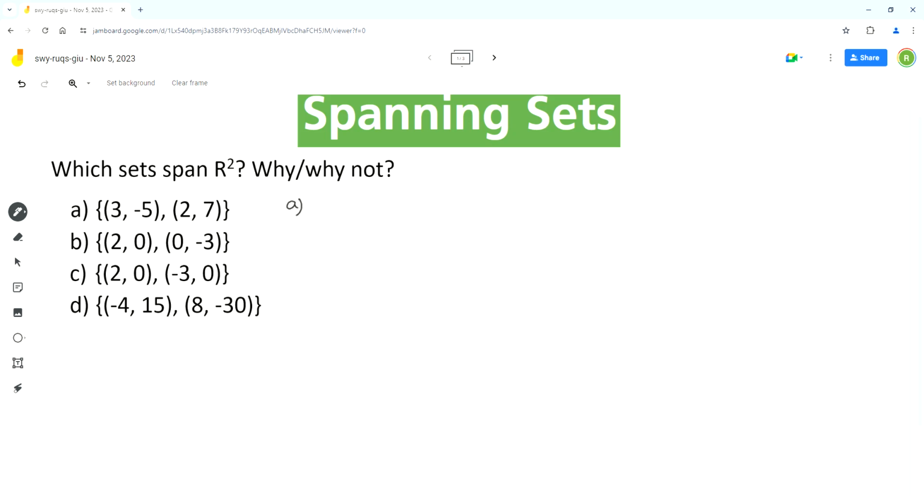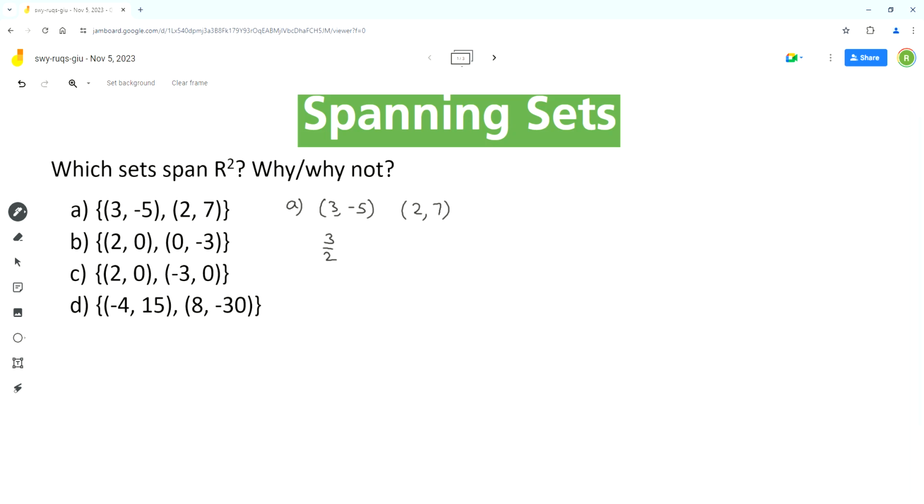In part A, the given vectors are (3, -5) and (2, 7). We have to check whether these vectors are scalar multiples of each other. For that, we should divide their x components and y components and check if we get the same result. Let's start with the x components. We can do 3 over 2. We cannot simplify this fraction. That's the result we get by dividing their x components.